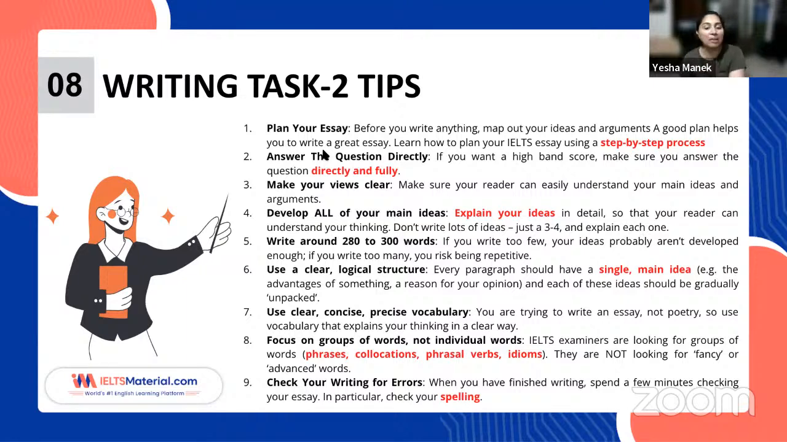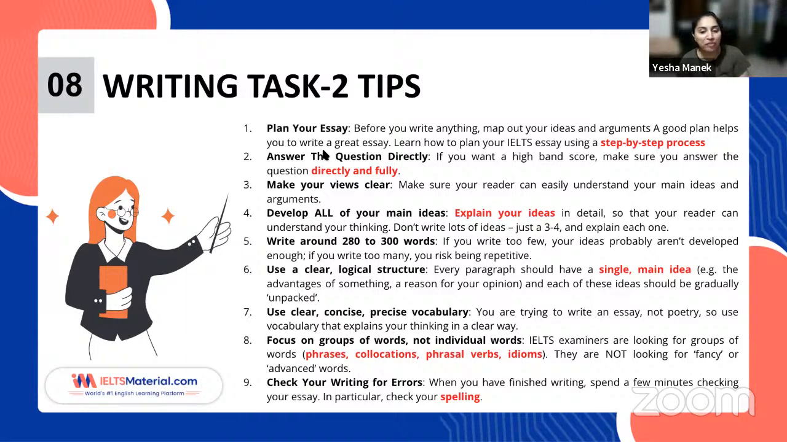Means directly and completely. If the opinion is asked, try to give the opinion completely with strong reasons. If it is about advantages and disadvantages, please write the second paragraph as advantages and the third paragraph as disadvantages and present them very clearly. Make your views very clear. That means you will say, I agree. But why do you agree? What is your agreement? Why is this your agreement, or why is this your disagreement, or why is this your opinion? You have to present it in a very good manner.